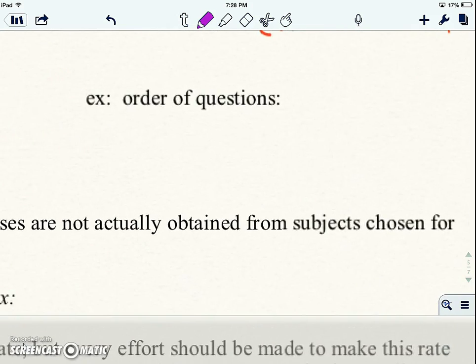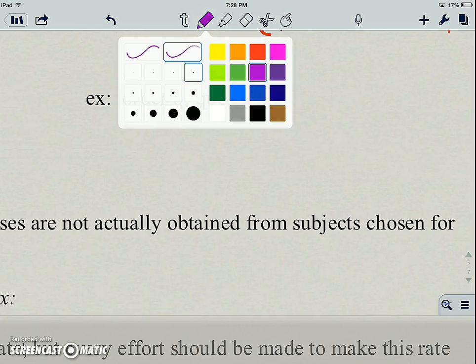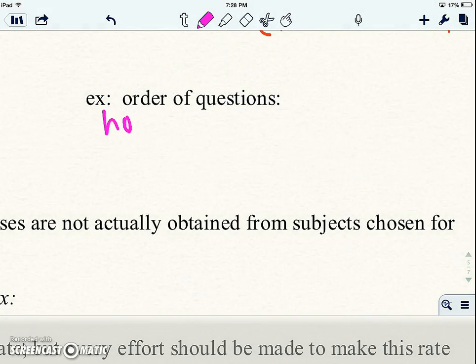Okay, order of the questions. Just like when you take a test and sometimes you do better in the beginning until you get tired and the end of the test is worse. Okay, the order of the questions, or you say, how do you feel about candidate X?